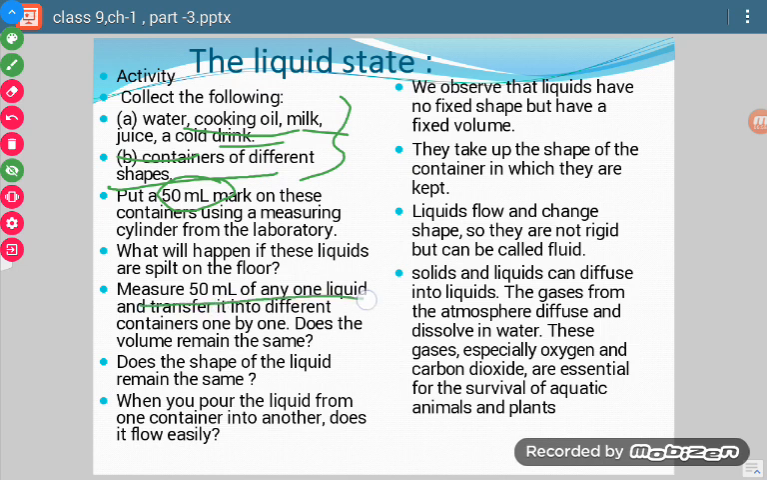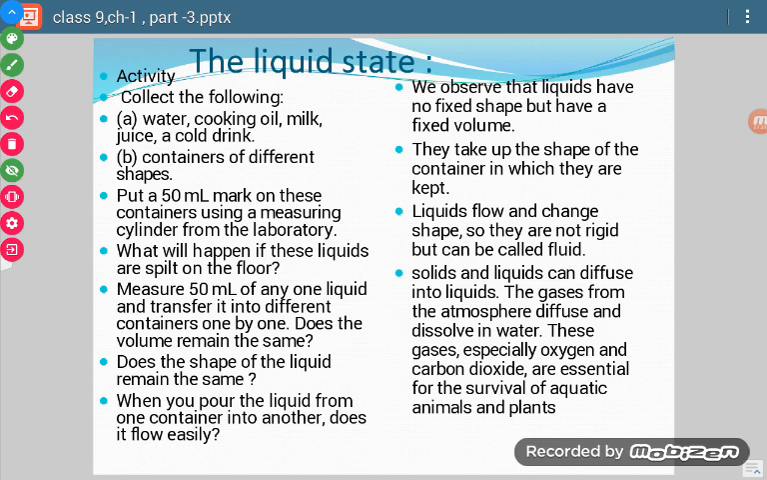In whichever jar we are putting this, its volume will remain the same, its volume will not change, okay, and the shape of the liquid will change. So what will we say? Liquids do not have a fixed shape, but they have a fixed volume. They have fixed volume, they do not have fixed shape.